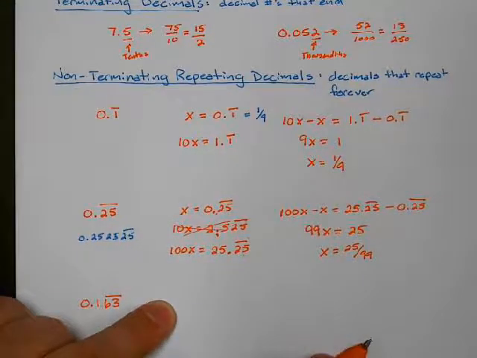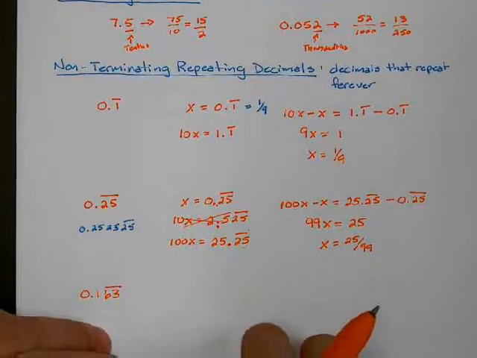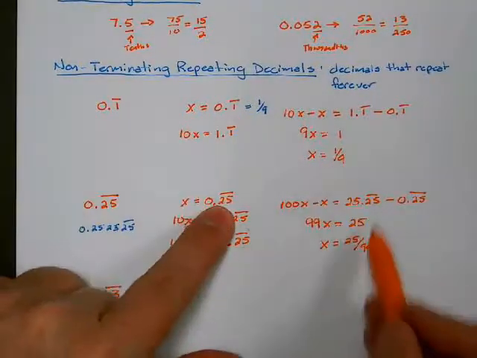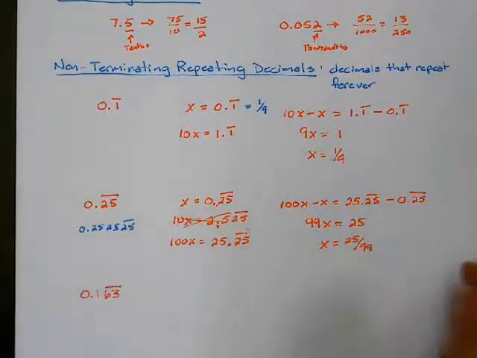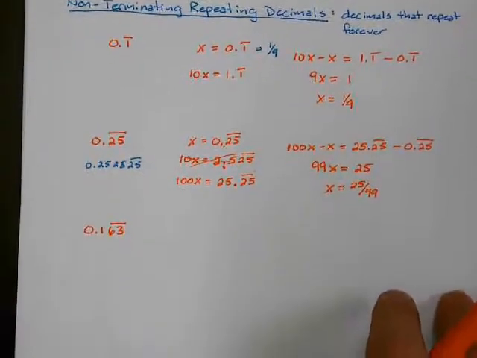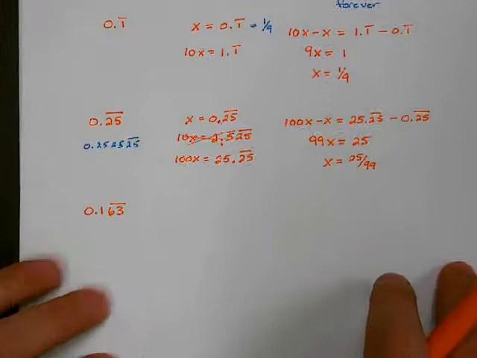Now, some of you might be looking at this and going, there's a pattern. All I have to do is, if it's in this place, put a 9. If it's in this place, I can put 2 9s and then just put 25 on top and I'm done. It doesn't always work that way. Next one.